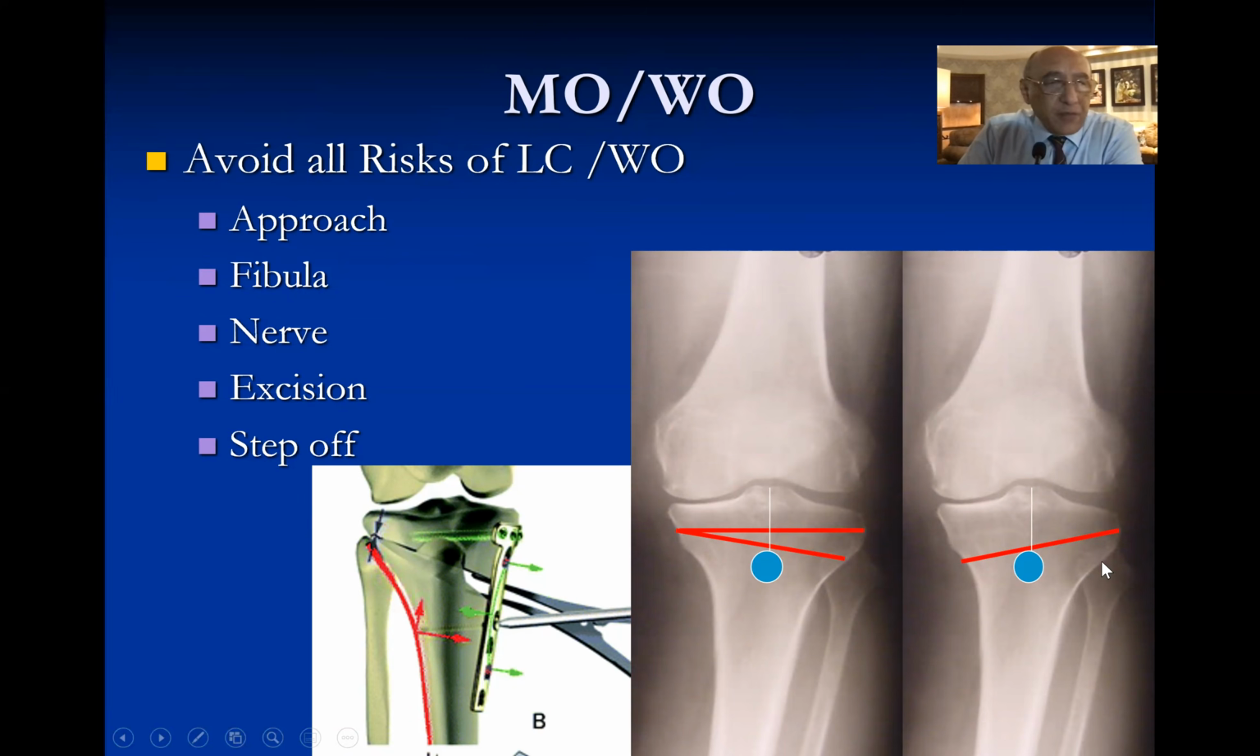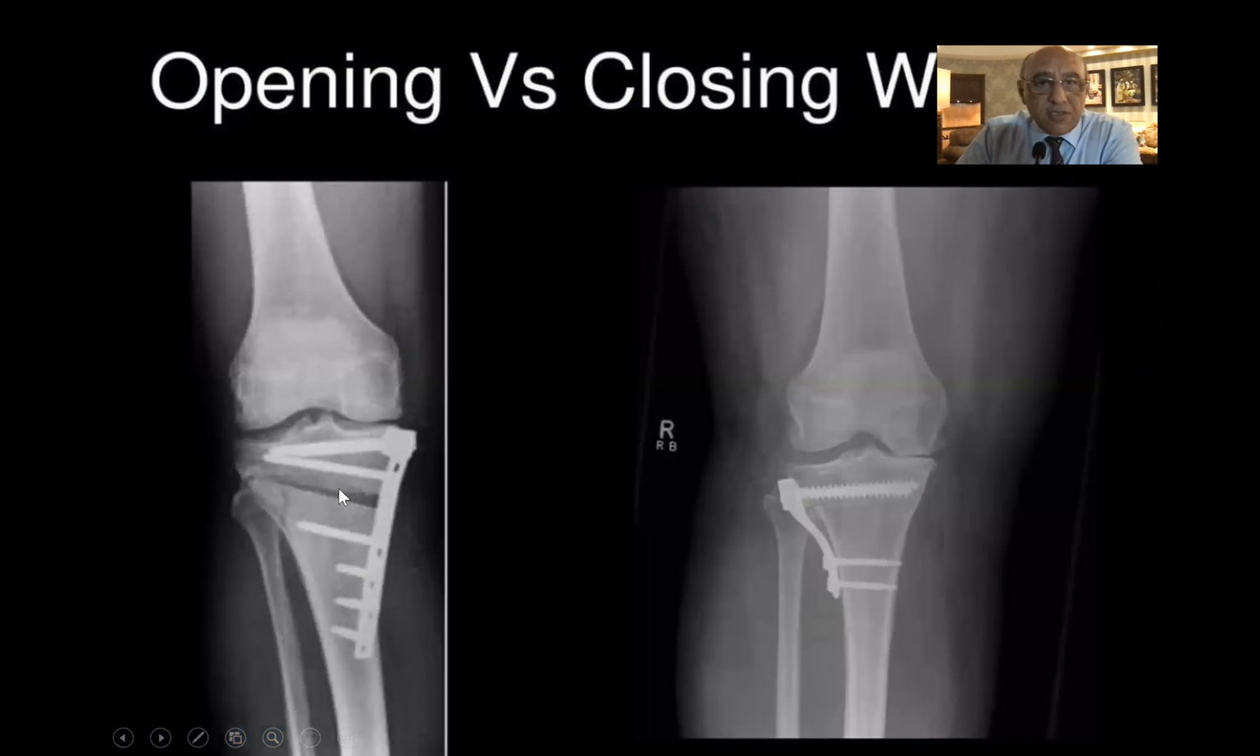There is no touch to the fibula. You don't need to touch the fibula or the superior tibiofibular joint, and you don't need to osteotomize the fibula, so you are not risking the common peroneal nerve. There is no bone excision, and there is no step deformity. This is the open wedge from the medial side, and this is the lateral closing wedge from the lateral side.